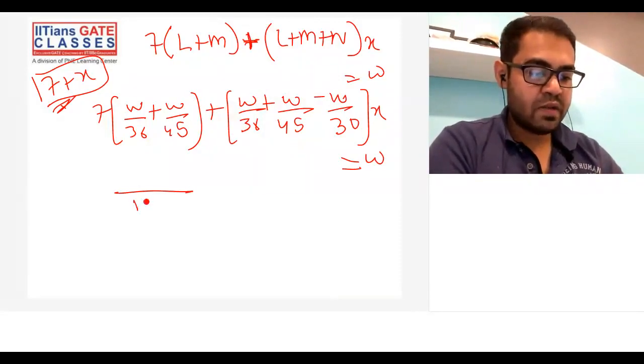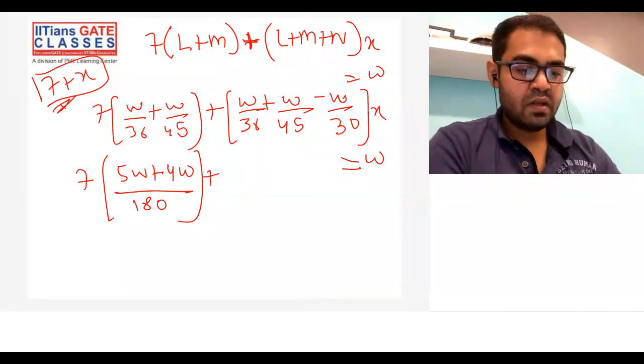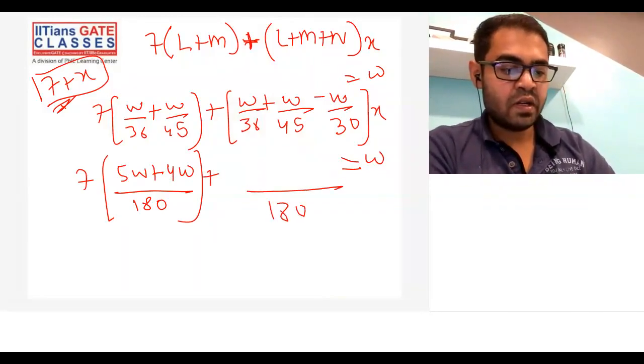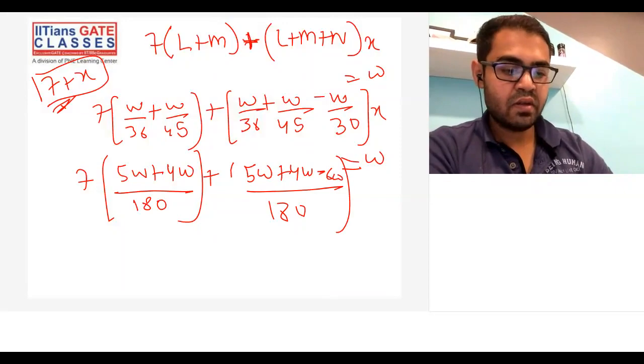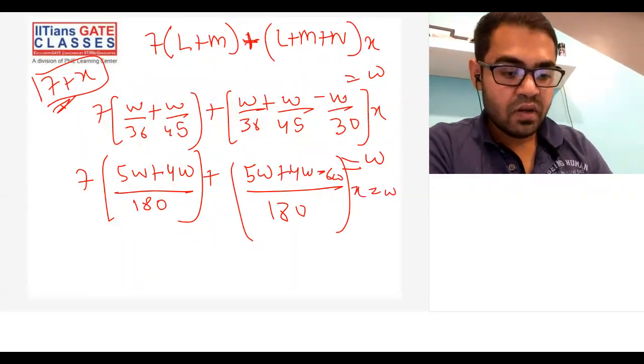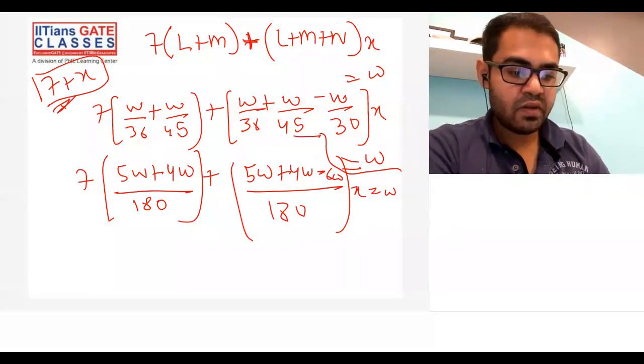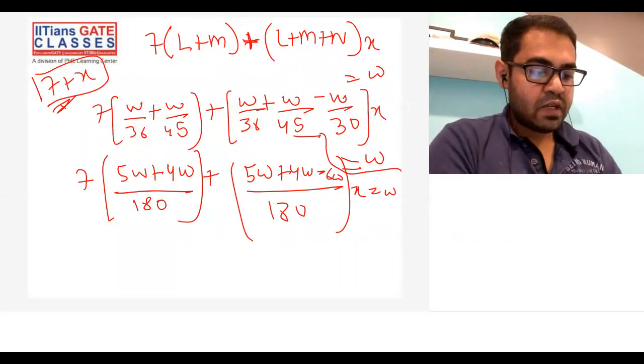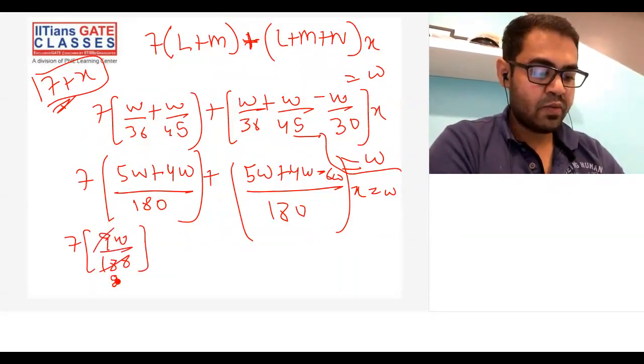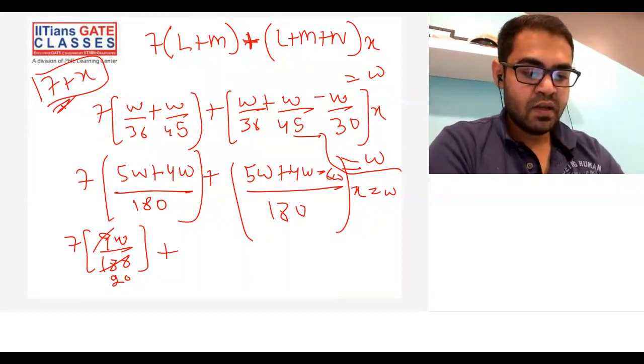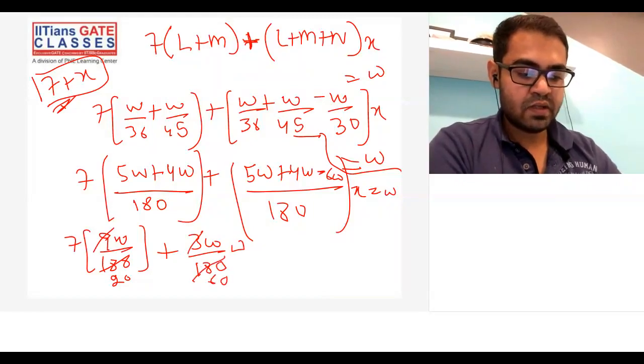So I'll just take LCM. LCM will be I think 180. This becomes 5W plus 4W times 7 plus, again here also LCM can be taken as 180. So this becomes 5W plus 4W minus 6W, times X is equal to W. So this becomes 7 times 9W by 180, or 7W by 20, plus 3W by 180 times X. It becomes W by 60, equal to W.